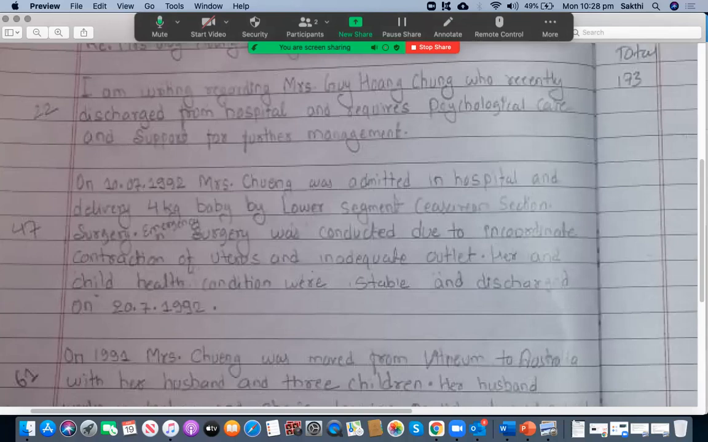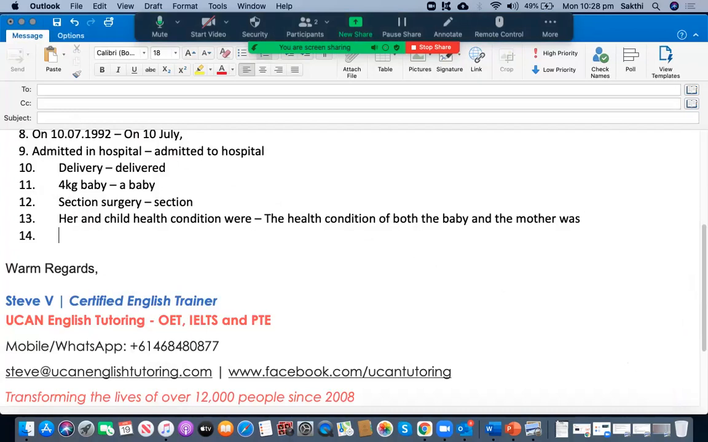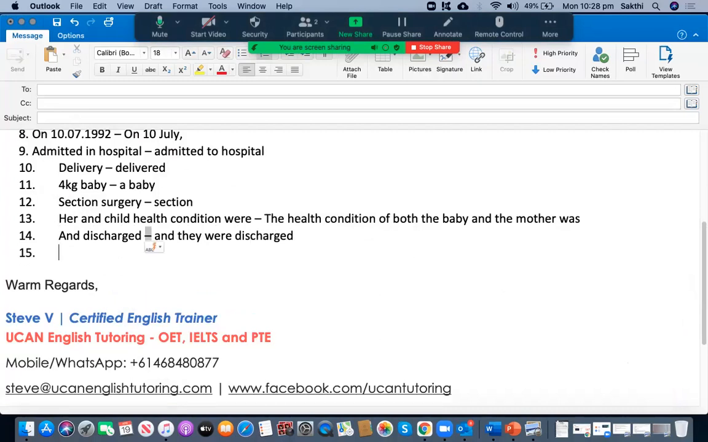And here is something wrong. And discharged. If you change the subject, then you have to say, and discharged is wrong. You should have mentioned, and they were discharged.